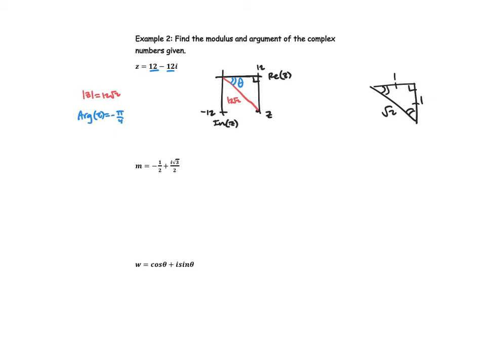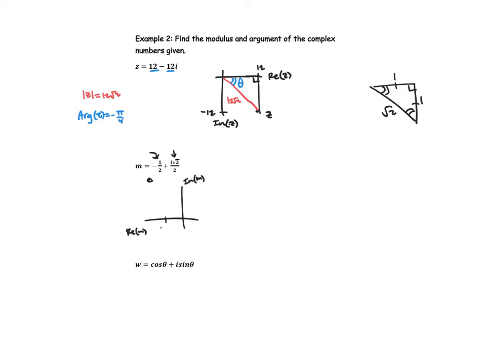Okay, cool. Let's look at the complex number m. Looks like we're going to be moving left, real component is negative, and then up. So we'll be in quadrant 2 of the complex plane here. There's c. Here's our imaginary component of m. Here's our real component of m.